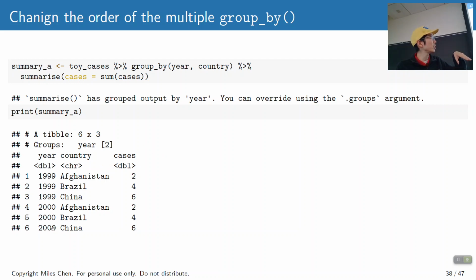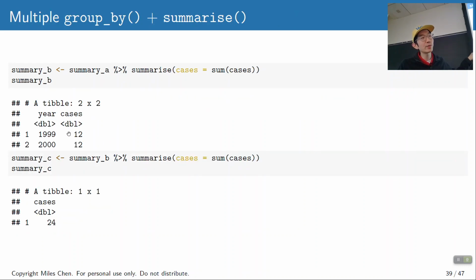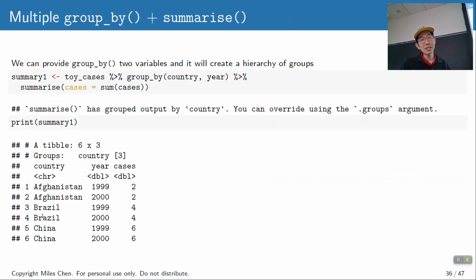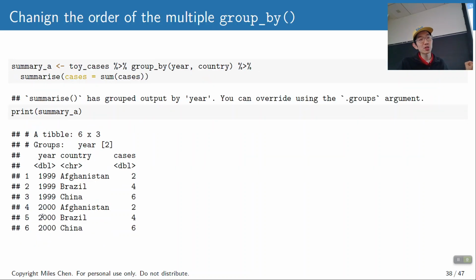So we have a group for the year. And if I apply summarise here, then I get a row for 99 and a row for 2000. And then if I apply summarise there, it boils all down to one row again. So I hope these 2 slightly different examples, grouping by country then year versus grouping by year and then country, make the difference clear.